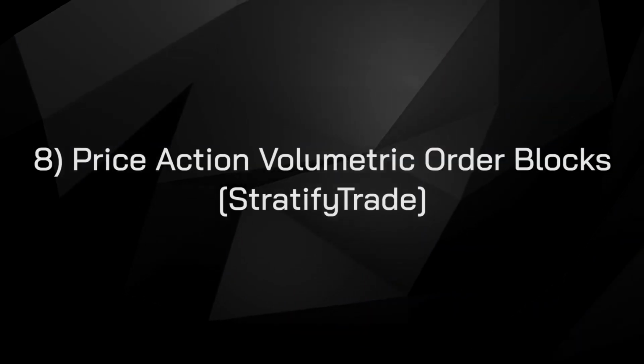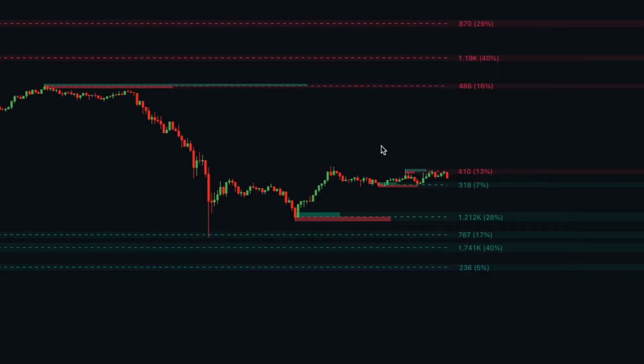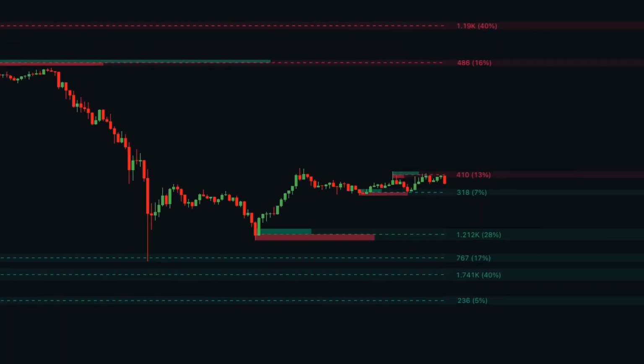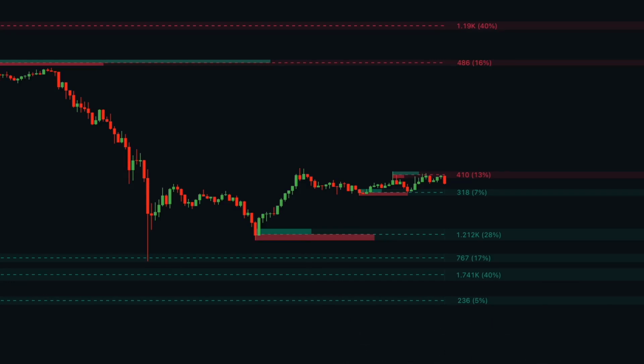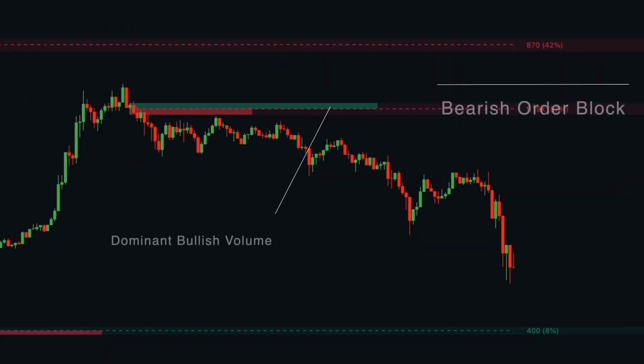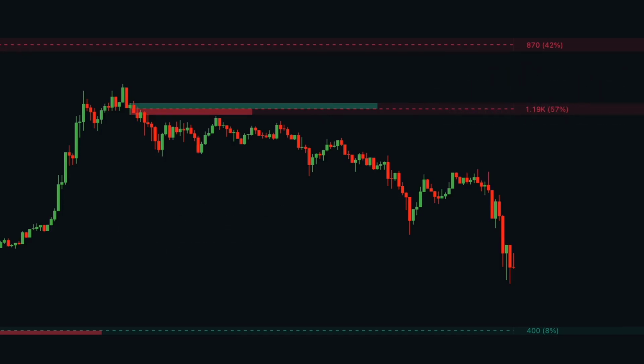This script is called the Price Action Volumetric Order Blocks by Stratify Trade. The Price Action Volumetric Order Blocks indicator is designed to present a different approach to normal order blocks, providing volume inside metrics used to spot stronger and weaker order blocks, their own volume, and much more, adding a good extra chunk of confluence. The following example shows how a bearish order block can have more bullish volume or more bearish volume. Nothing really changes. In fact, the order block is still bearish in this case.